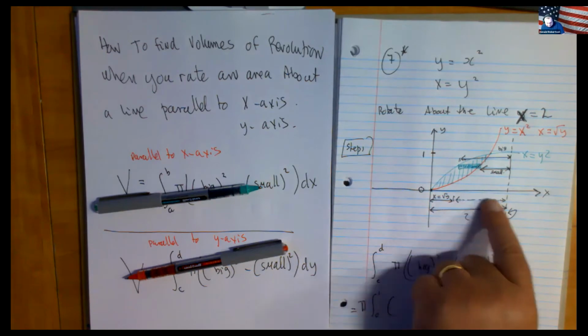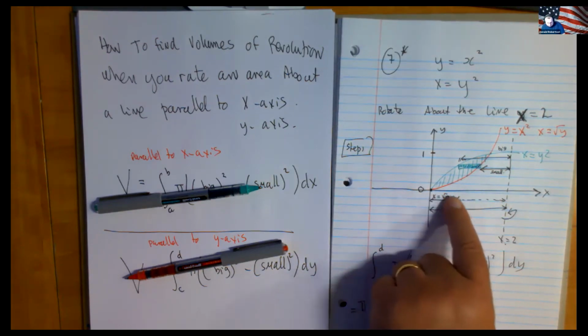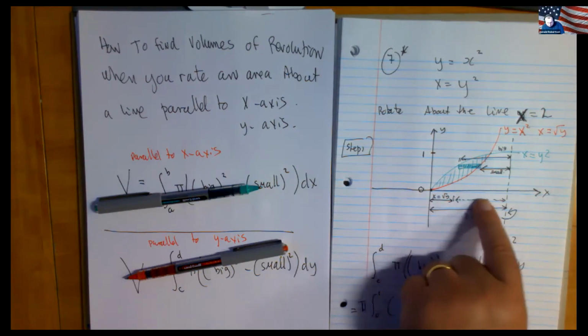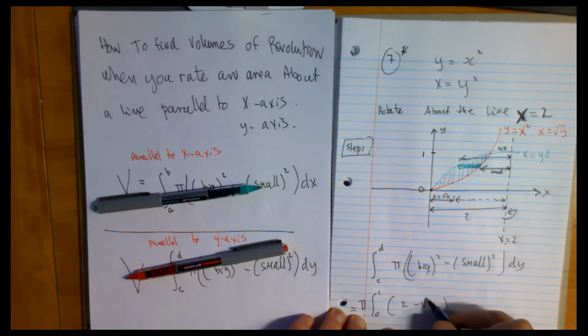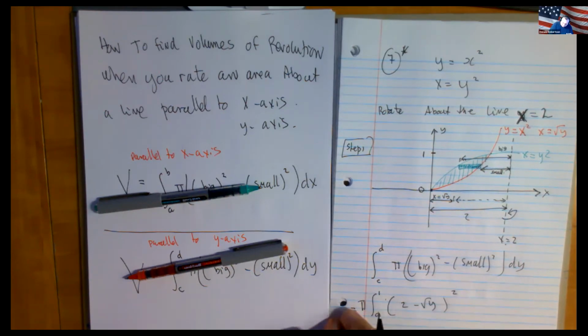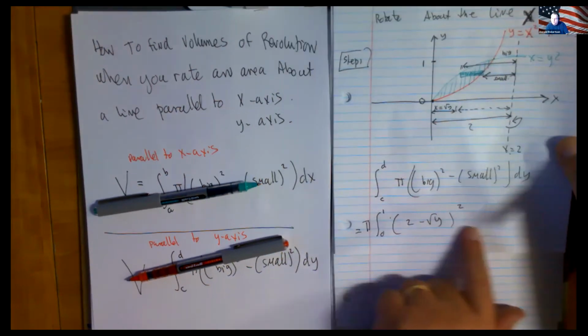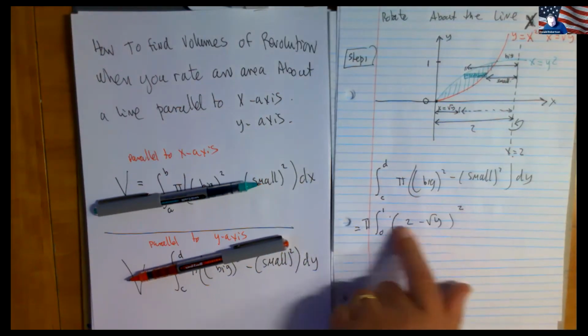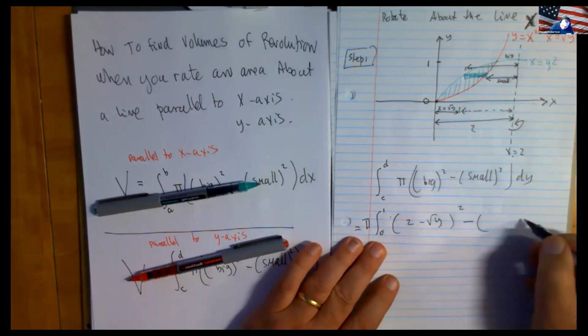What is that distance from here to here then, based on the fact that that's square root of y and that's a 2? What's this guy? 2 minus square root of y. This is going to be the hardest part of the question, in my opinion, creating this integral. Once you got this done, it's actually pretty straightforward. So subtract now. Let's look at the small one.